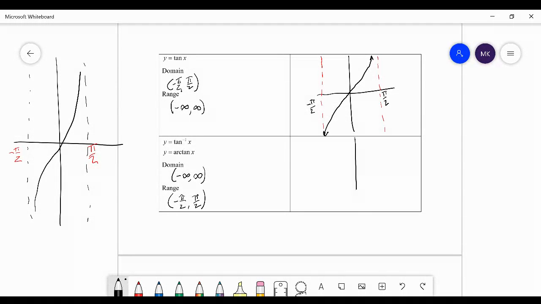And what's that look like graphically? Well, graphically, we would have two horizontal asymptotes, okay, at negative pi over 2 and at pi over 2. And our function would look much like this. Okay? So, what can I do with this? Well, we can do the exact same things that we've been doing with sine and cosine.